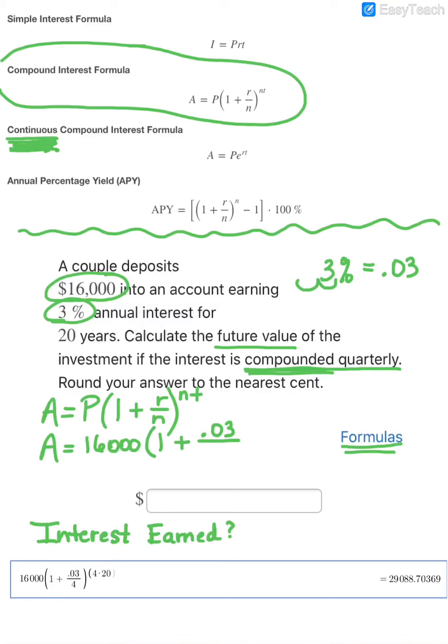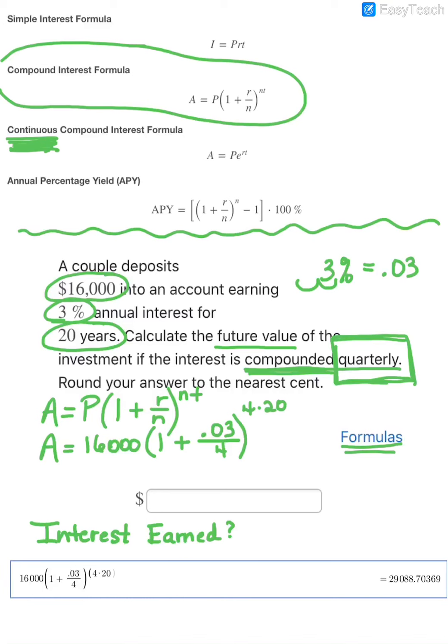The N in the formula represents how many times in a year your interest is compounded. So if they tell me quarterly, N is 4. They could say monthly, and your N would be 12. Semi-annually, your N would be 2. Or they could say weekly, and your N would be 52. And then we're going to raise it to the power of your N again, which is 4, times T, which is your amount of time in years. And in this case, they told me 20 years.